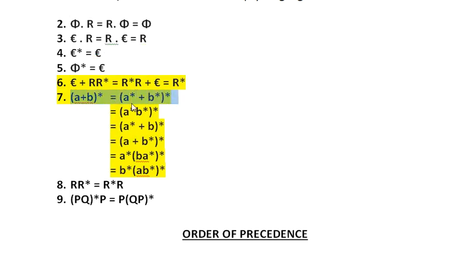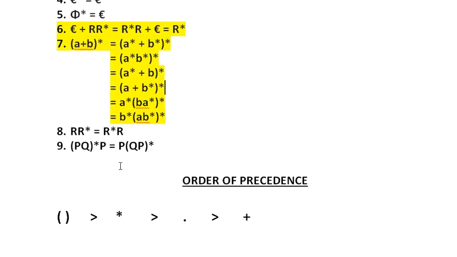A plus b whole to the power star can be written as a star plus b star whole to the power star, or you can write a star b star whole to the power star. But most of the time you'll be using this first expression. Then one more identity is there: r star r is equal to r r star, just like a commutative property. Then this is also an important one, where you can write pq whole to the power star p as p qp whole to the power star.